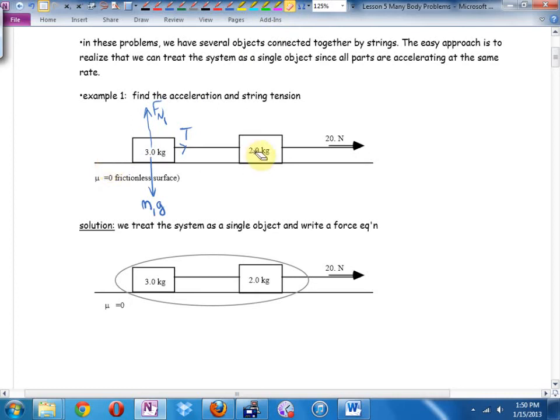Let's go to mass number 2. What are the forces acting on it? Get the obvious one. I'll call it M2G. I'll call it normal force number 2. We have an applied force of 20 newtons. Someone's pulling. Oh, there's one more. Tension in the opposite direction.